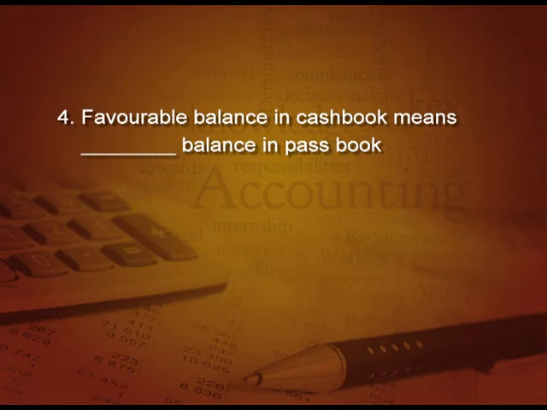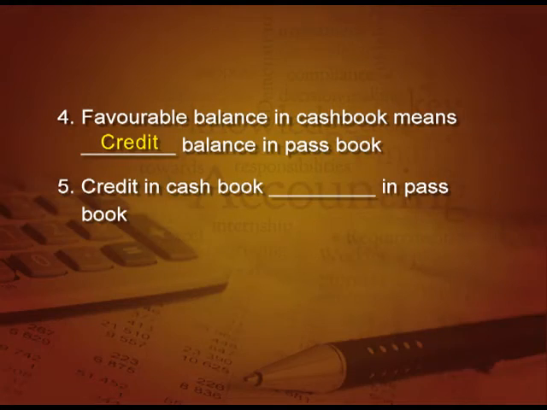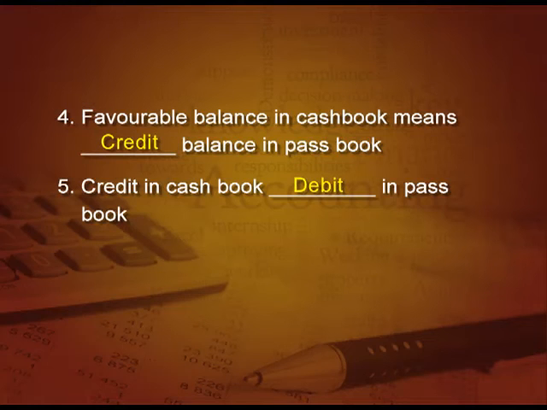Yes. Next one, favorable balance in cash book means which balance in passbook? Yes, credit balance, because debit in cash book is favorable. So, credit in passbook is favorable because both are opposite. Next, credit in cash book is equal to what in passbook? Yes, debit. I already told you, if something is credit in cash book, it is debit in passbook. If something is debit in cash book, then it is credit in passbook.